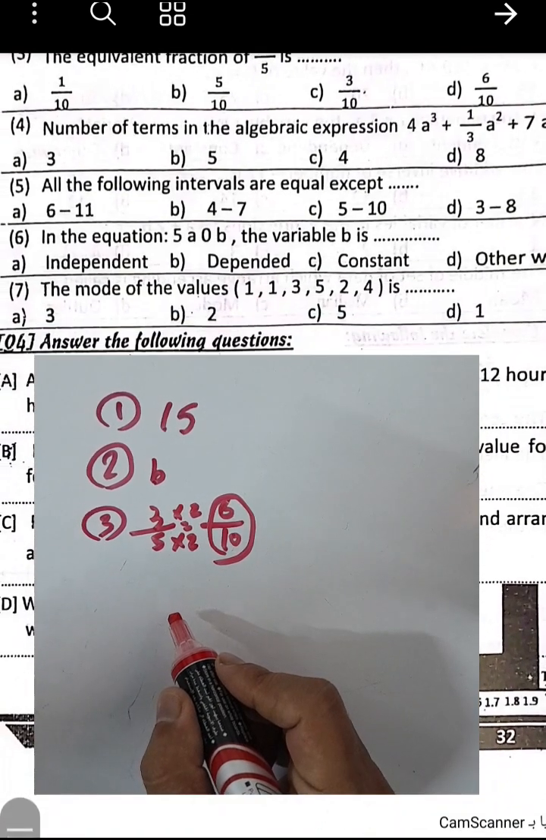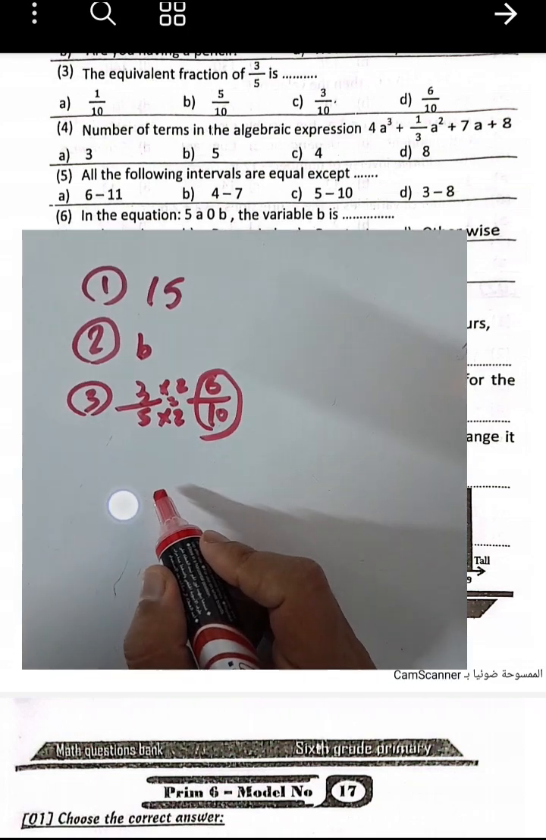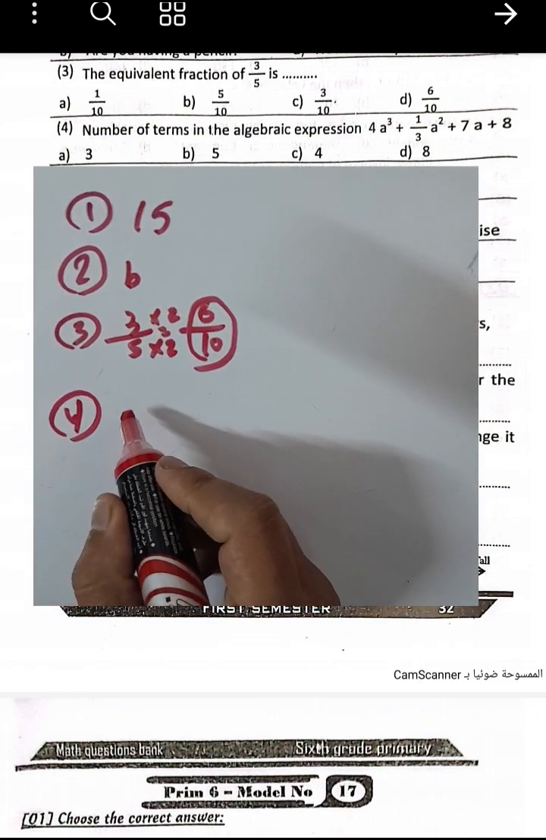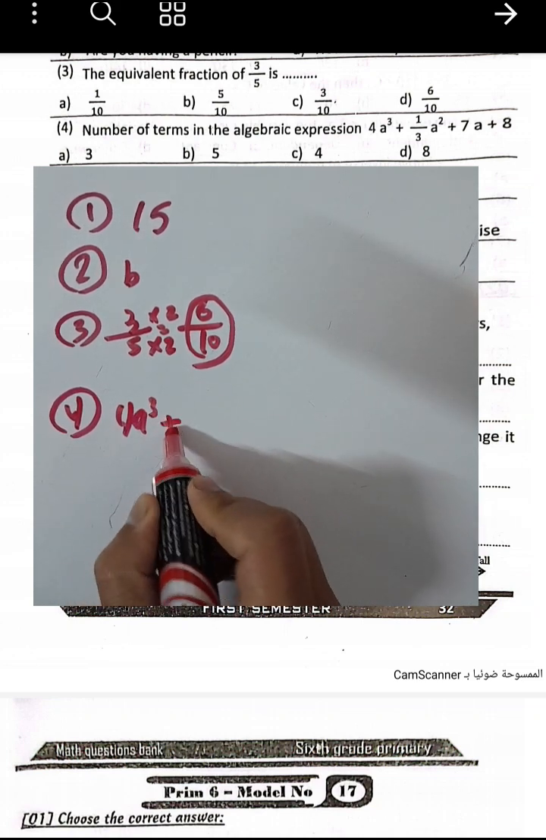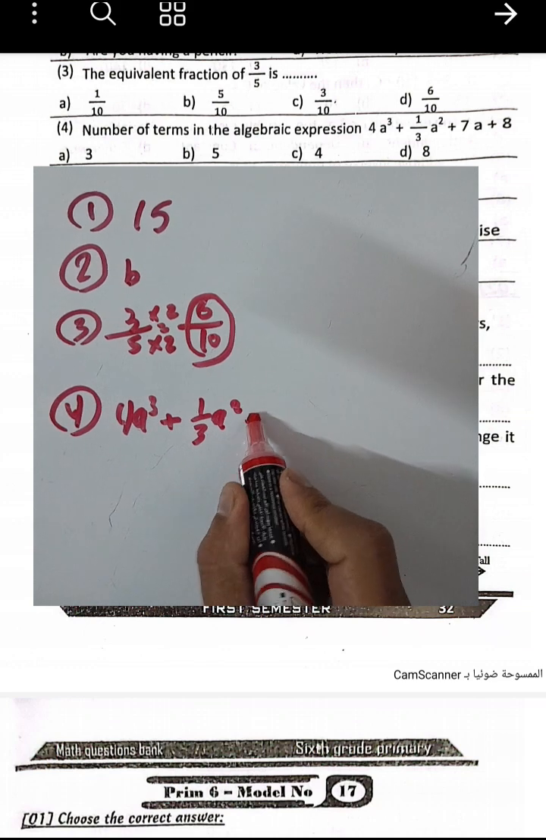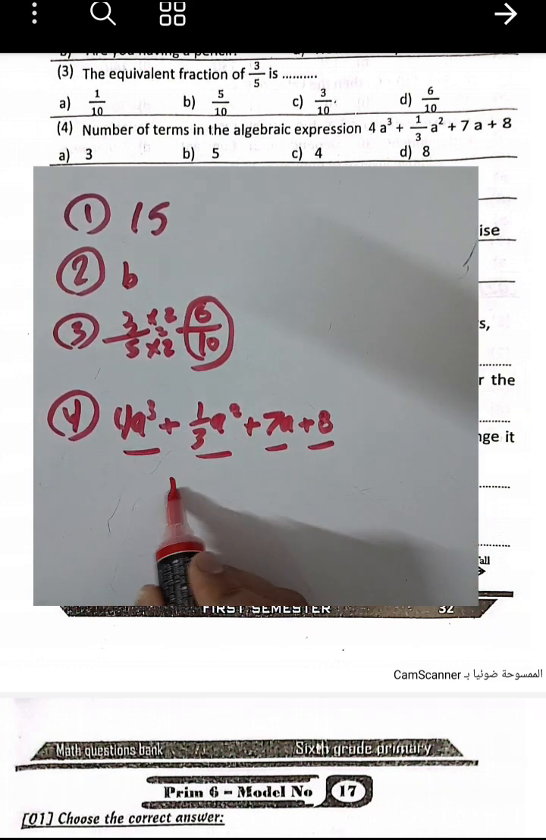Question number 4. Number of terms in the algebraic expression. We have 4a power 3 plus 3a power 2 plus 7a plus 8. 1, 2, 3, 4. We have here 4 terms.